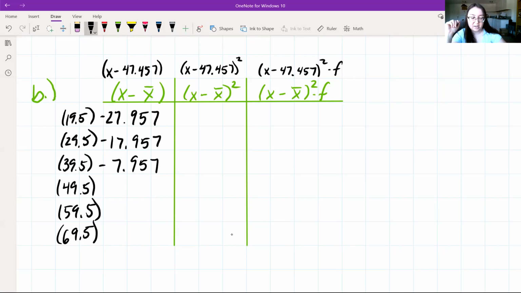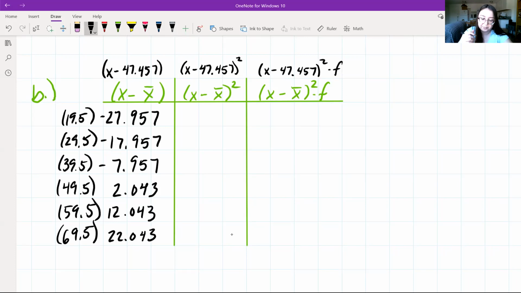Then we see here that we have 49.5 minus 47.457. This is going to give us 2.043. Then we have 59.5 minus 47.457. This is going to give us 12.043. And then we have 69.5 minus 47.457. This is going to give us 22.043. So once again, we see here that it is increasing by a factor of 10 since our midpoints are increasing by a factor of 10. All right, so now we've found our deviations from our mean.